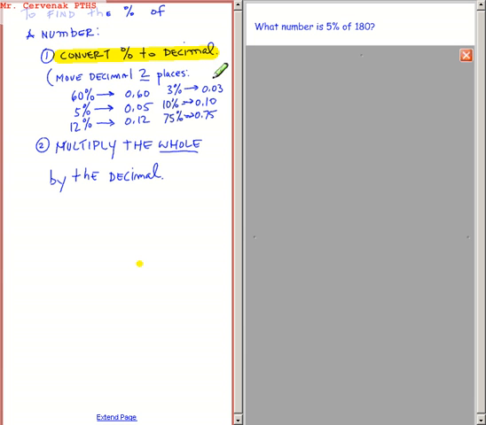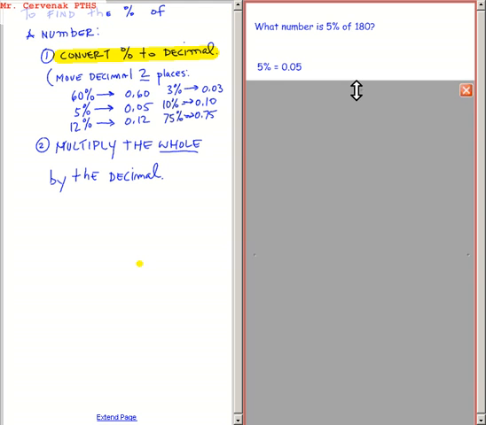Remember, doing this, you're dividing by 100, so we need to move our decimal space 2 places to the left. In this case, we will take 5% and convert it to 0.05. For example, 60%, 0.60, 5%, 0.05, 12%, 0.12, and so on.